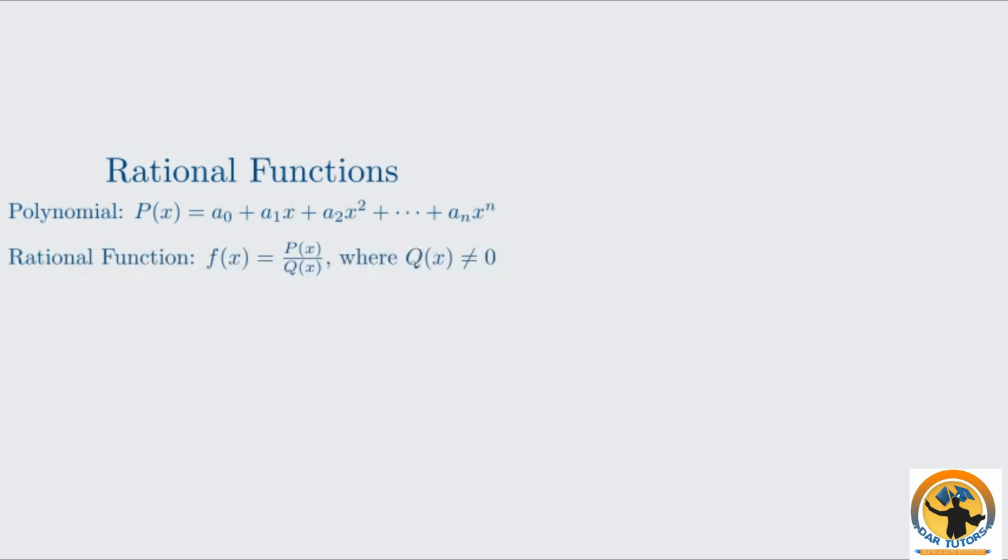We can represent it as f of x equals p of x divided by q of x, where p and q are both polynomial functions, and the denominator q of x is not the zero polynomial. We'll start with the simplest type of rational function, which is a reciprocal function. A reciprocal function is of the form y equals k over x, where k is a non-zero constant. These functions have a characteristic graph called a rectangular hyperbola. Let's examine the most basic example, y equals 1 over x.